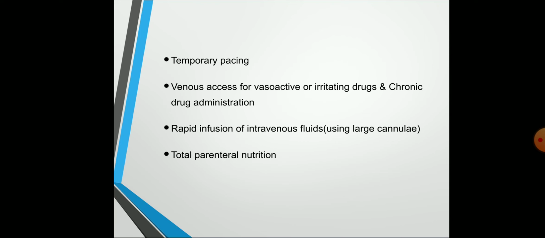Next is temporary pacing, and then you also use it for venous access for vasoactive or irritating drugs and chronic drug administration. Basically, if you are giving irritating drugs like potassium into a small vein, there is an increased chance of irritation or thrombophlebitis. If you give it to a large vein, these are less, especially for chronic use. If your patient is a cancer patient, she might require chronic, long-term administration of chemotherapeutic drugs.